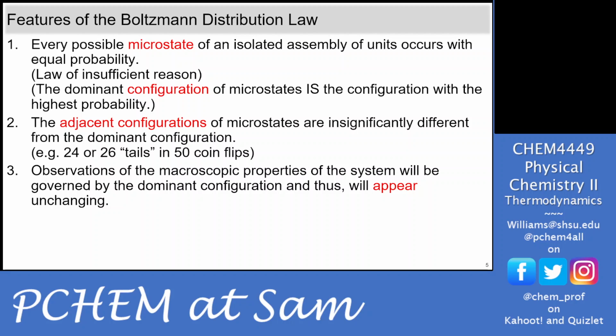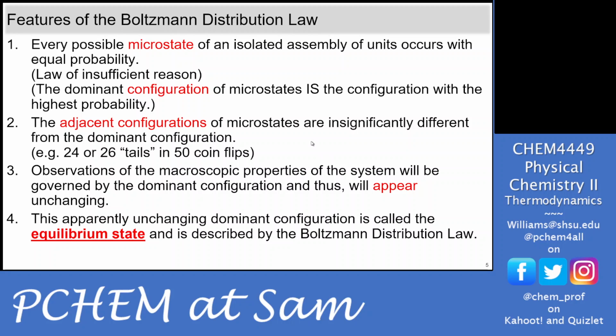And so that's what it's saying. We're looking at the macroscopic properties of the system. It's dominated by that dominant configuration, centered right on 25-25, and it appears to be unchanging, but these microstates are constantly flipping. And this apparently unchanging dominant configuration is what we call the equilibrium state, and it's described by the Boltzmann distribution law.